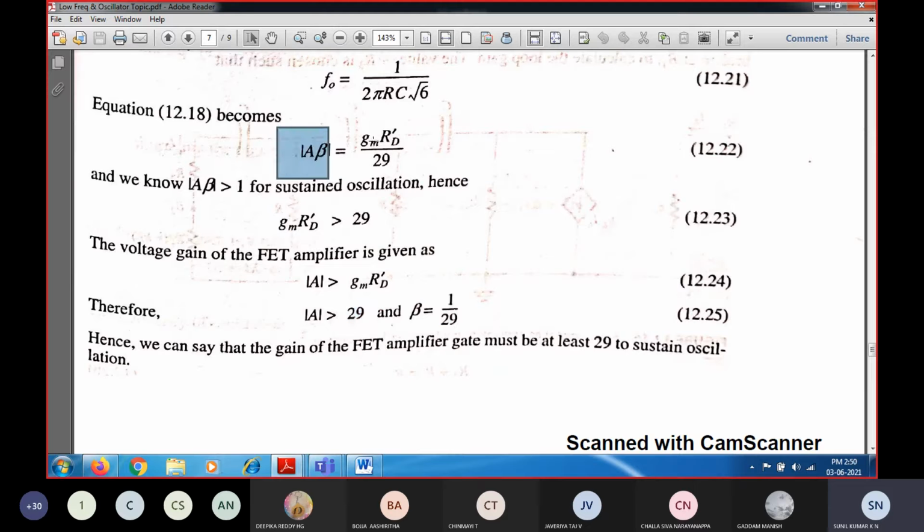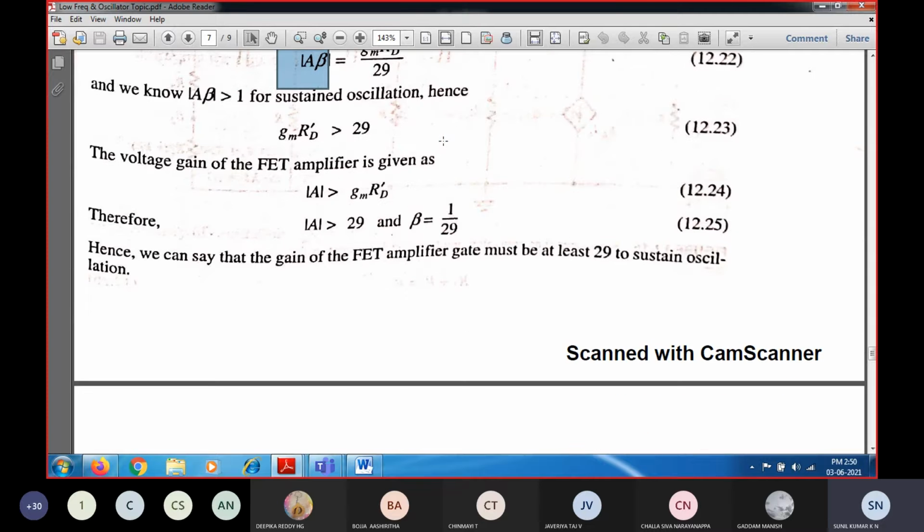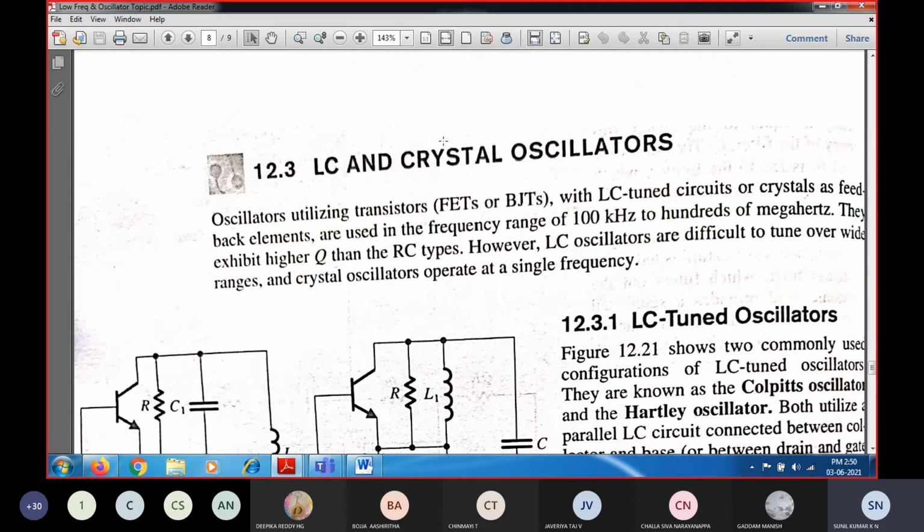So if Gm into RD dash is equal to 29, that means 29 divided by 29, so it will be equal to 1. If it is equal to 1, then it is going to satisfy the Barkhausen criterion of loop gain equal to 1, and also it is going to have a phase shift around the loop of 0 degrees. So the circuit will oscillate. So this is about the RC phase shift oscillator.